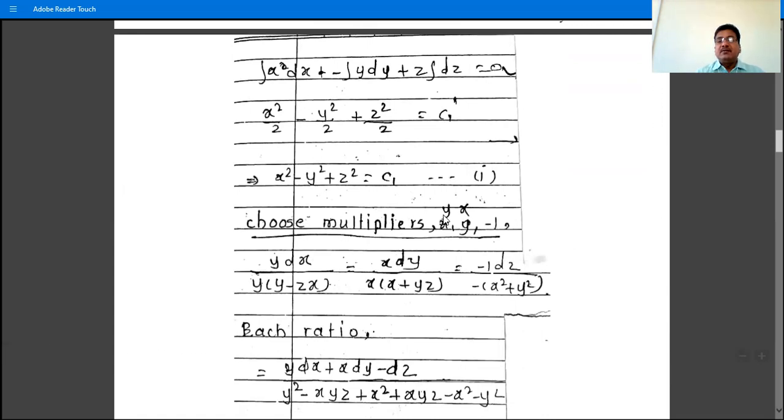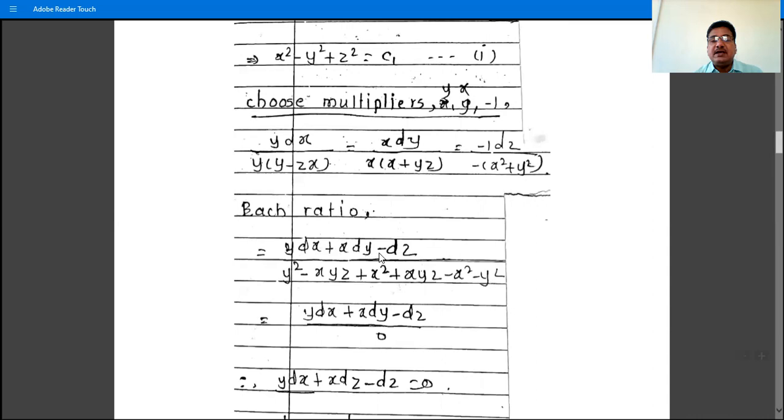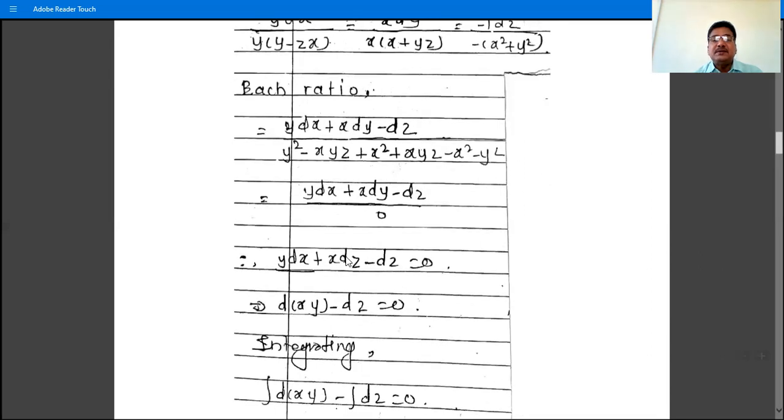Then choose multipliers y, x, and minus 1. So again, these multipliers are linearly independent with respect to the first multipliers. Don't write this step, directly write this step. Each ratio is equal to y dx plus x dy minus dz, divided by multiplying by y and x and minus 1. We have the answer, the answer of this denominator is 0. And therefore we have y dx plus x dy minus dz equal to 0.